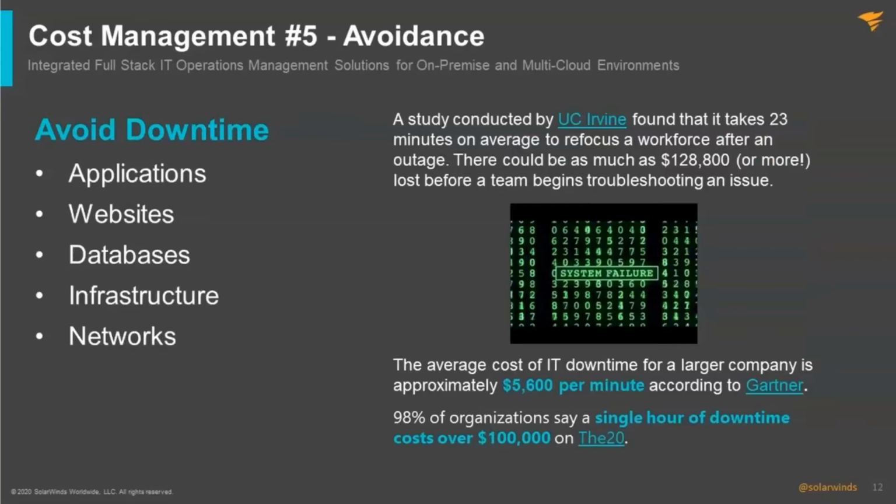And this is typically where the big numbers will occur. Some recent studies are telling us that it takes 23 minutes on average to refocus a workforce, which is interesting. And then earlier research from 2014, Gartner had a cost of $5,600 per minute of downtime, which is quite significant. And 98% of organizations say that 1 hour of downtime is costing over $100,000. So any outage is a problem.